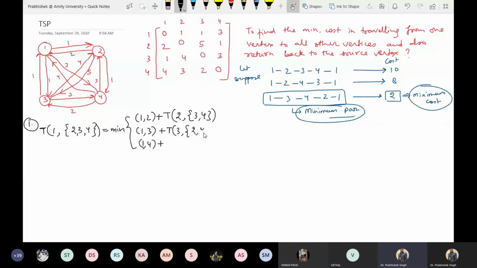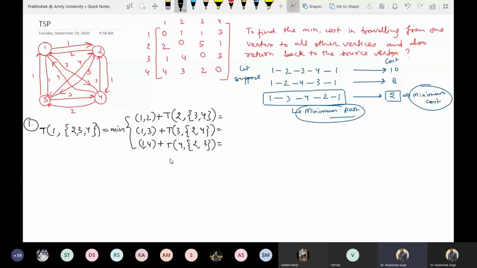These are our options. Let's suppose I have also not taken 1 to 3. I have taken 1 to 4. And since I have taken 1 to 4, where am I standing right now? I am standing at 4. So what are now our options? Now from 4 we can go to 2 or we can go to 3. Okay, these are our options.